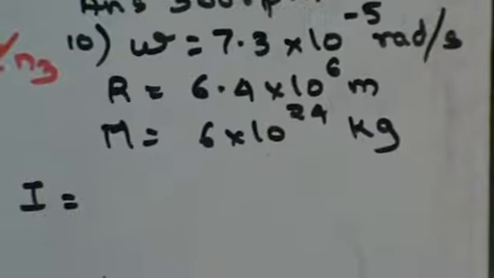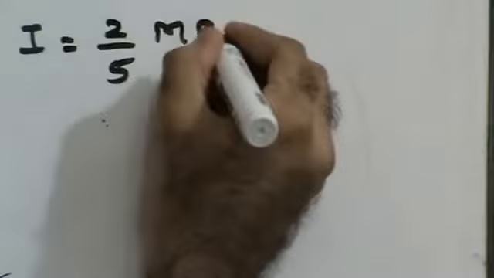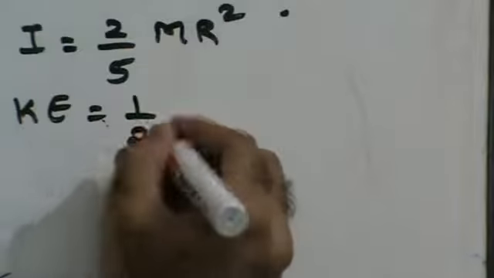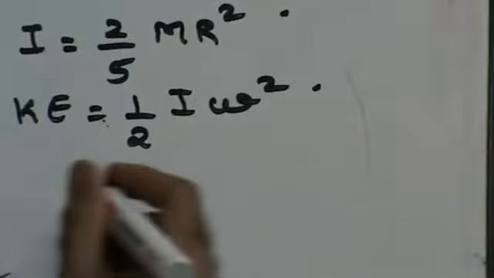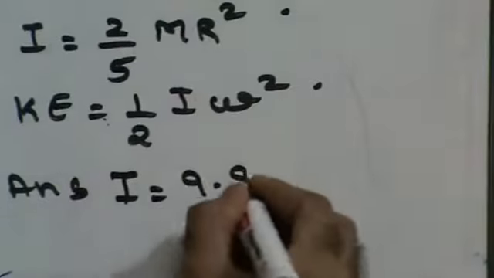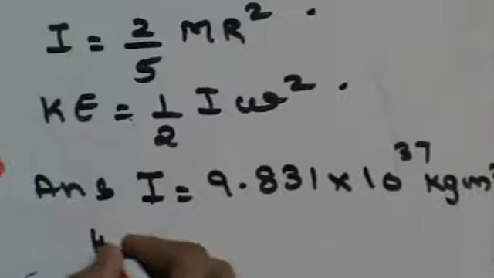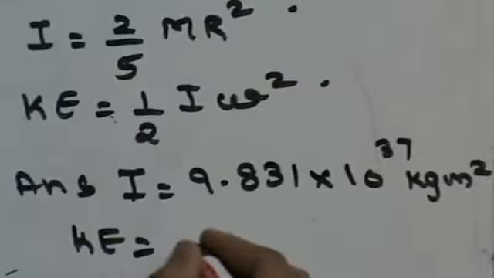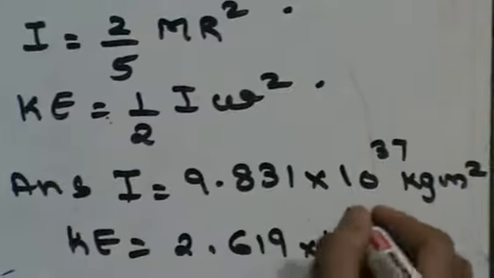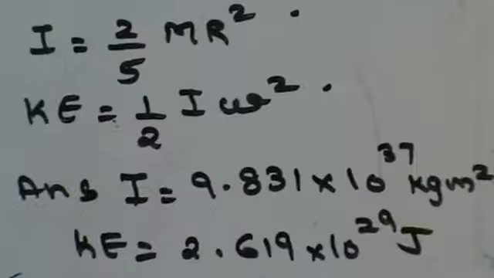Now, first let's find out the moment of inertia of the earth. Since the earth is a sphere, the moment of inertia will be nothing but 2 upon 5 mr square. Once I know the moment of inertia, the next thing they have asked is kinetic energy. Kinetic energy is half I omega square. The answer is some straightforward multiplication: the moment of inertia is 9.831 into 10 raised to 37 kg meter square, and kinetic energy is 2.619 into 10 raised to 29 joules. Right? Next, take the next one please.